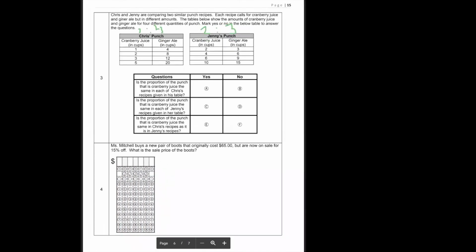Because if you write each one out, so let's see. You have 1/4 here, 2/8, 3/12, 5/20. One thing that you guys should notice about these is that they all simplify to 1/4. 2/8, 2 goes into both, and you get 1/4. 3/12, 3 goes into both, you get 1/4. 5/20, 5 goes into both, you get 1/4. So it's 1/4 for all of them.